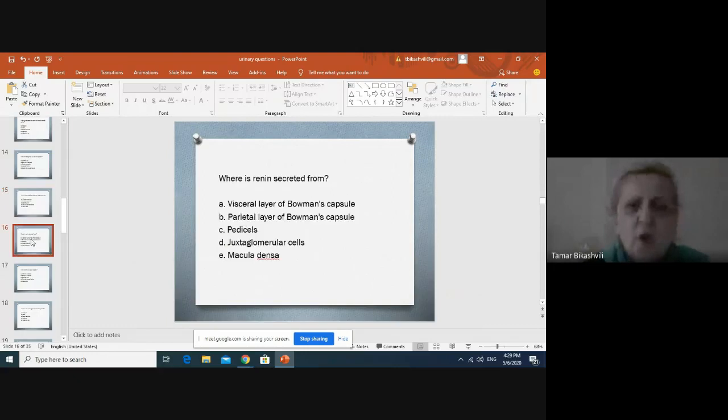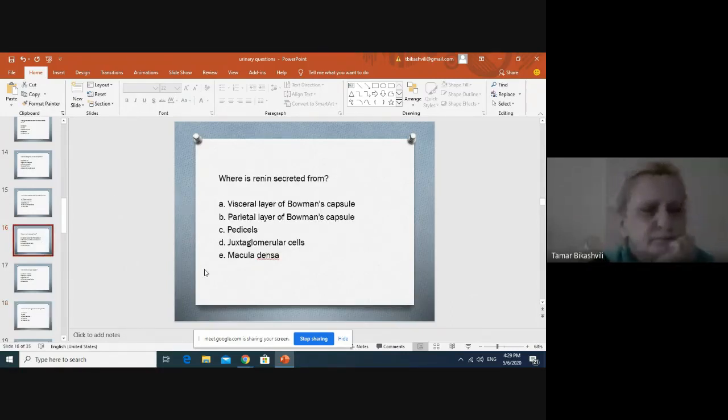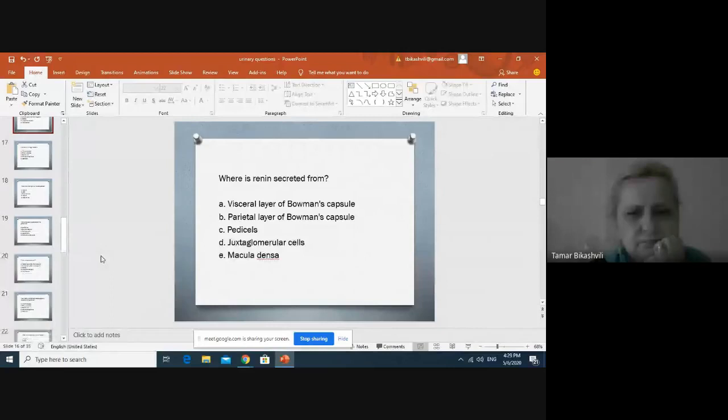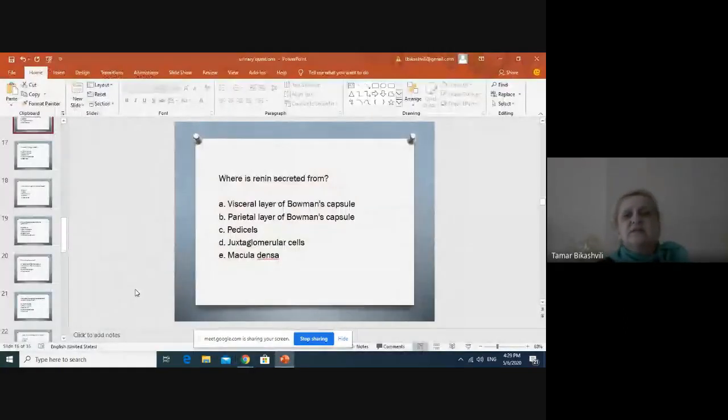Where is renin secreted from? Visceral layer of Bowman's capsule, parietal layer, pedicels, juxtaglomerular cells, or macula densa? D. Juxtaglomerular cells. Yes, renin-secreting cells are juxtaglomerular cells, modified smooth muscle cells.